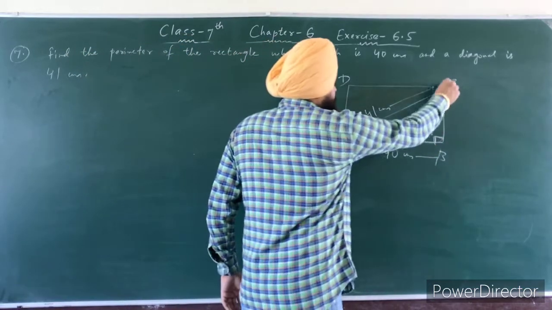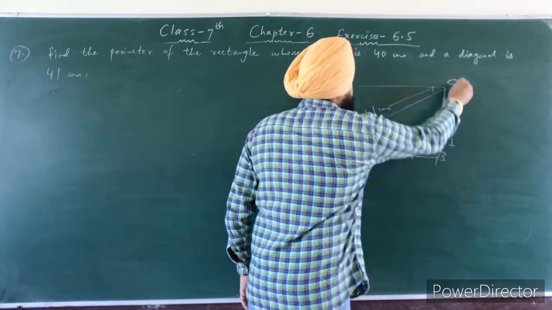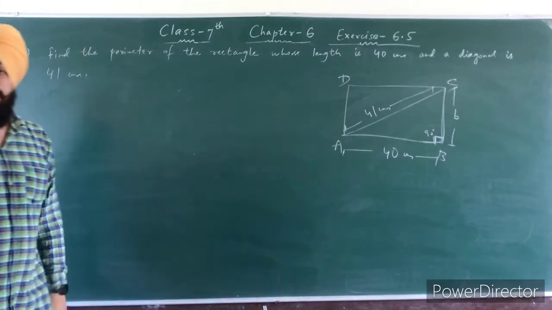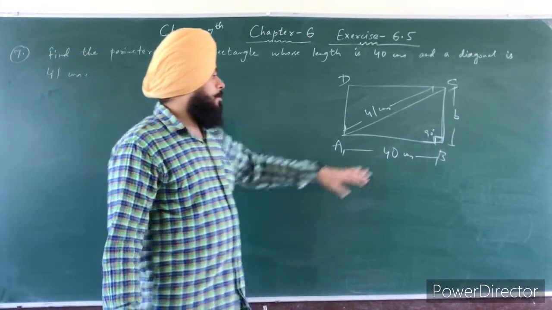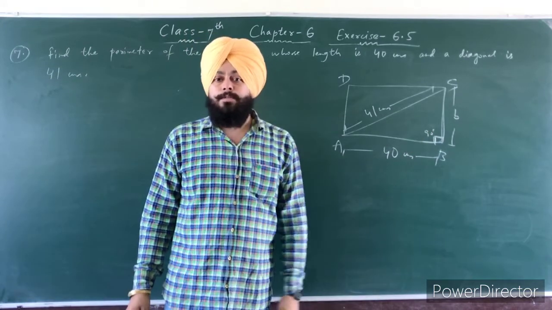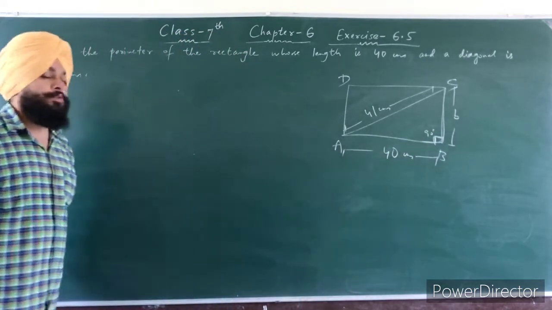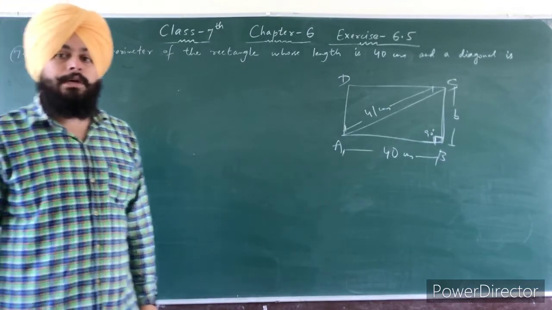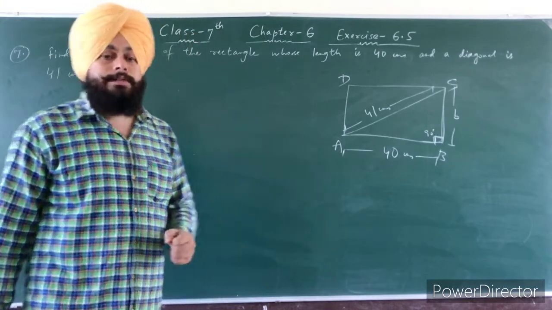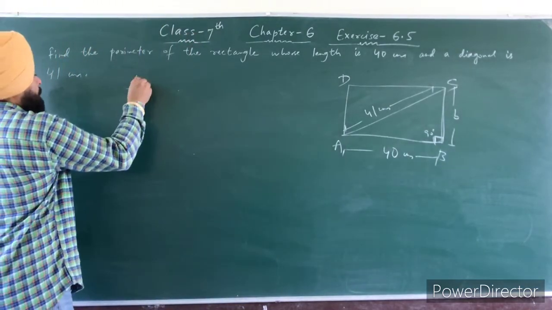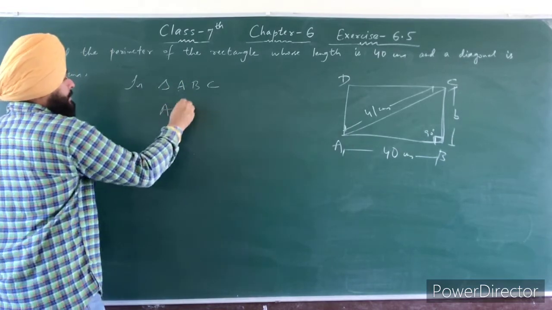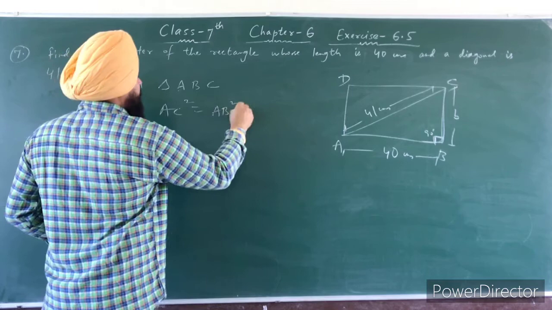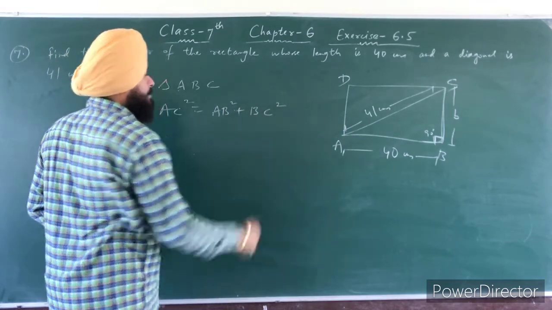So this BC is what? It is the breadth, so taken as small letter b. So we have to find its breadth first. So in the right triangle we have to apply which property? Pythagoras property. The property is the square of the hypotenuse is equal to the sum of the squares of the other two sides. So here in triangle ABC, AC square is equal to AB square plus BC square.